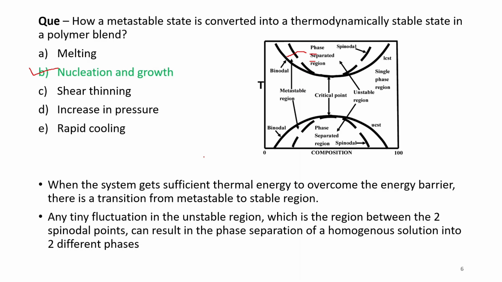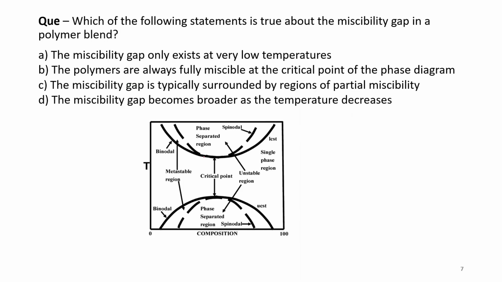Yes. Let's move to the next question. Which of the following statements is true about the miscibility gap in a polymer blend? A. The miscibility gap only exists at very low temperatures. B. The polymers are always fully miscible at the critical point of the phase diagram. C. The miscibility gap is typically surrounded by regions of partial miscibility. Option D, the miscibility gap becomes broader as the temperature decreases.